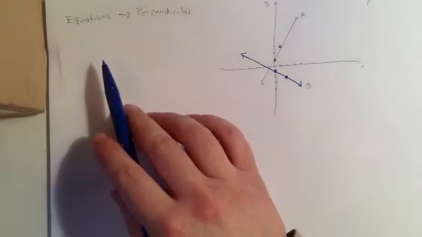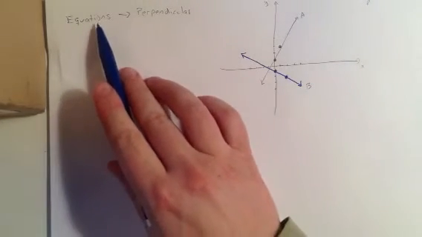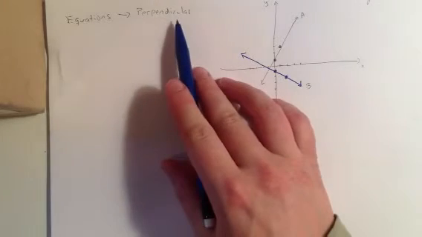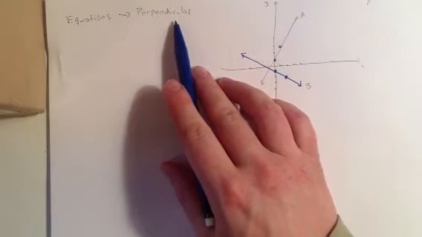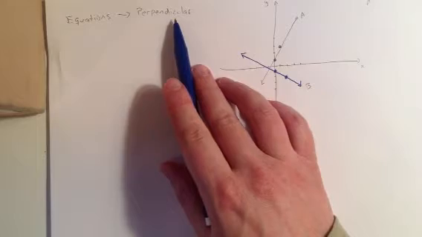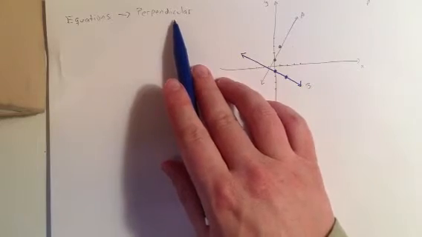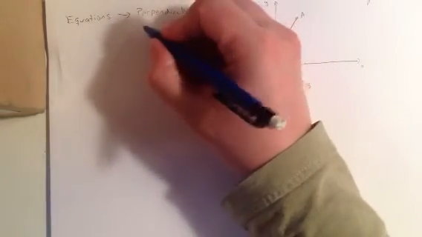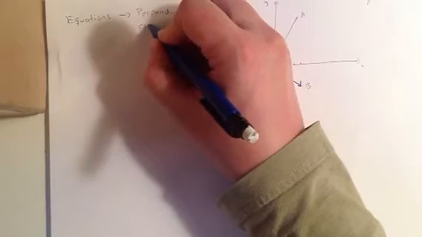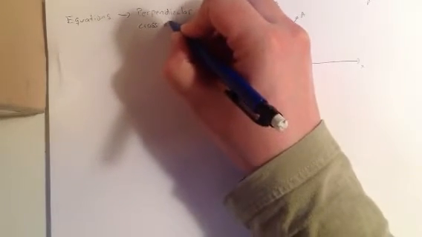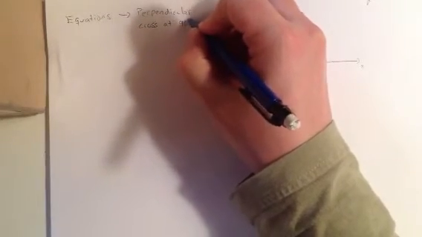Okay, last skill from section 5.8. So here I'm going to give you equations, and I want to know if those equations correspond with lines which are perpendicular. So perpendicular here means cross or intersect at a right angle or a 90-degree angle.